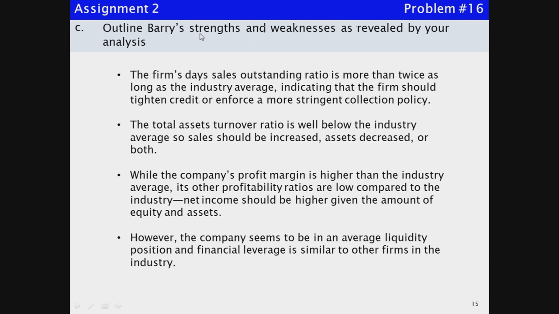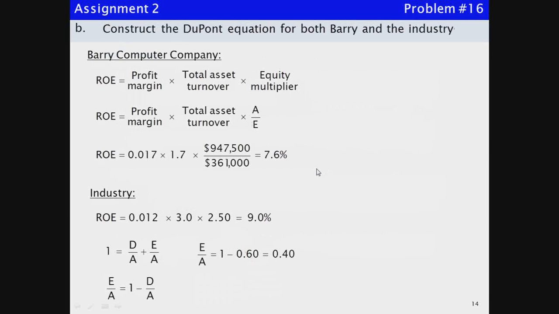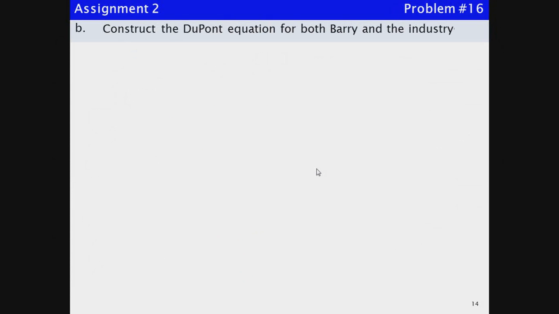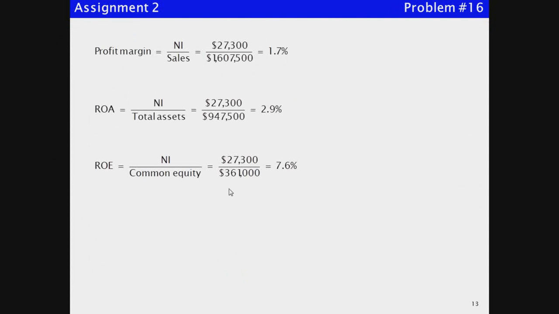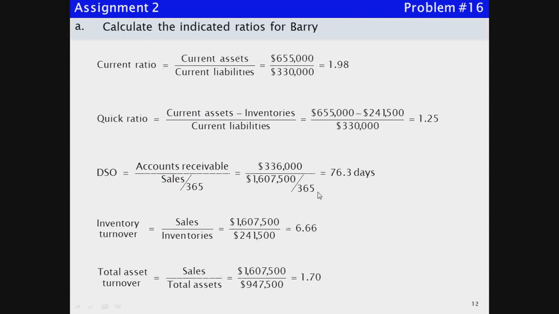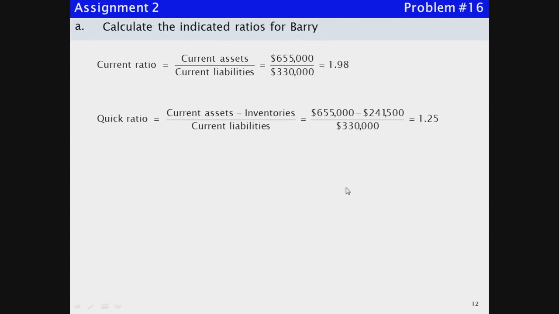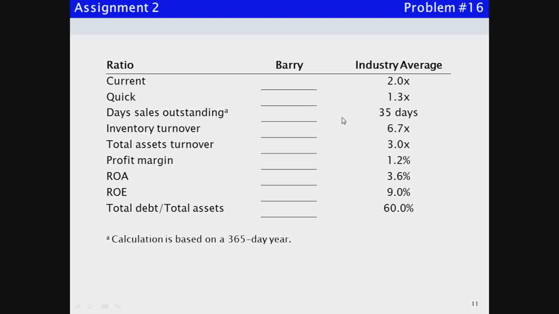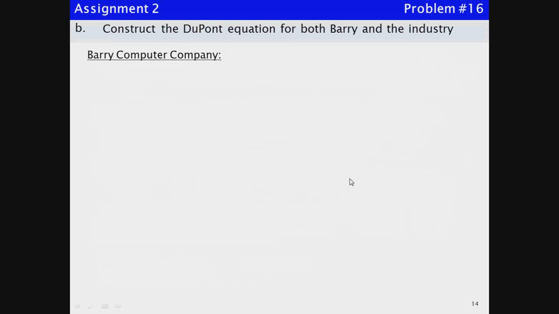Lastly, outline Berry's strengths and weaknesses as revealed by your analysis. Well, I summarize as follows. The firm's days sales outstanding ratio is more than twice as long as the industry average. Let's look at that. Days sales outstanding was 76.3 days for Berry. The industry average was 35 days, so yeah, that's much, much higher for Berry.